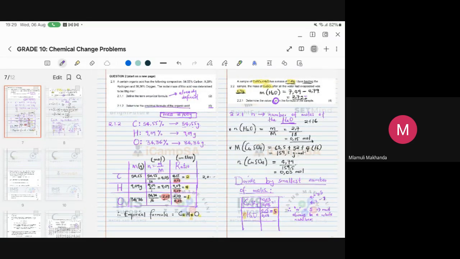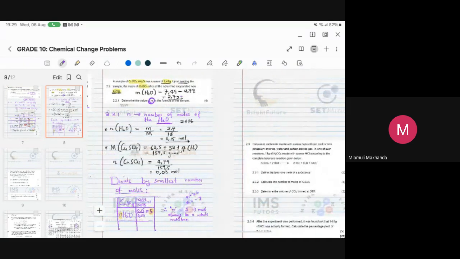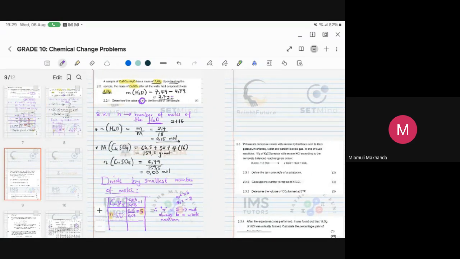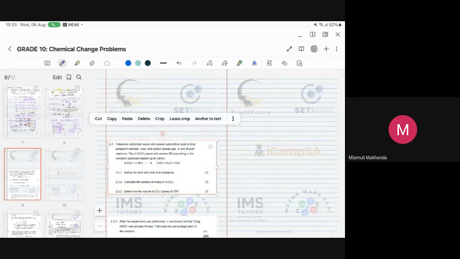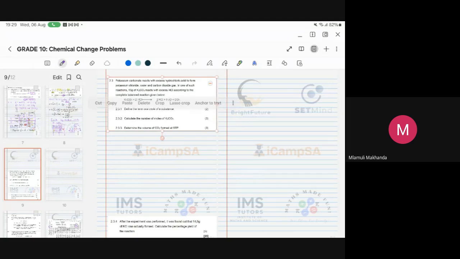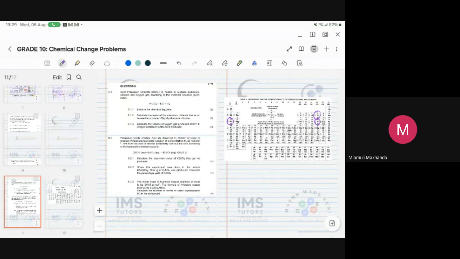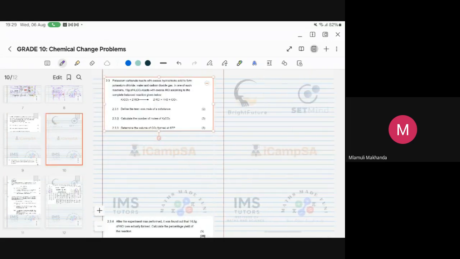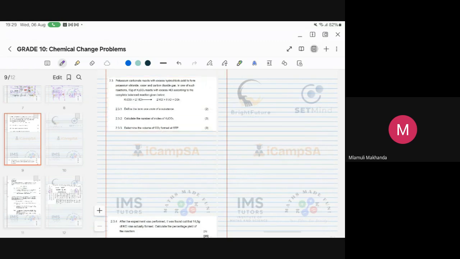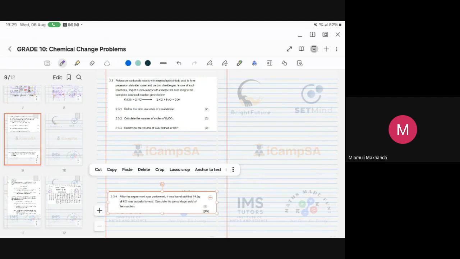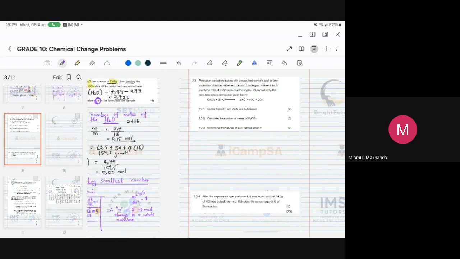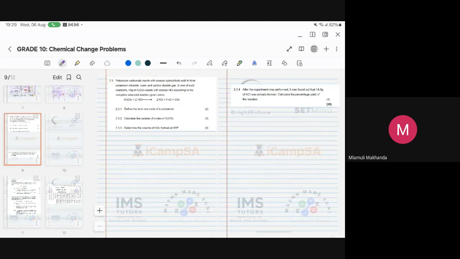Now, that's how you would do this one of finding N. Okay, let's move to 2.3. Let's see something. Okay, percentage yield. Let's move this one here so that we have enough space.